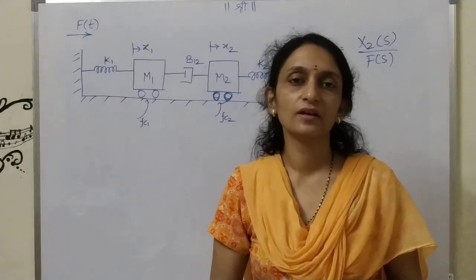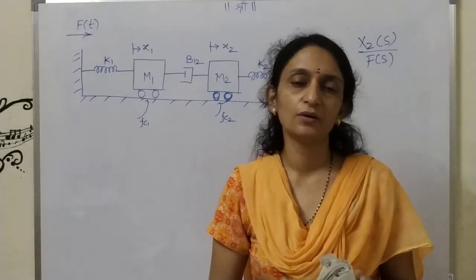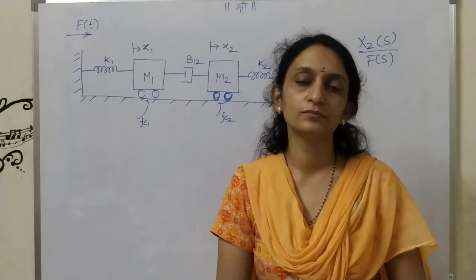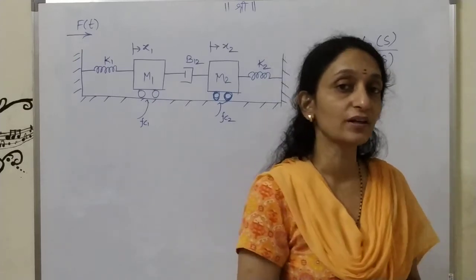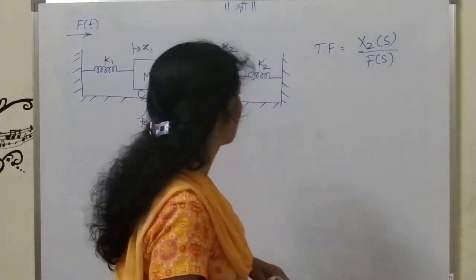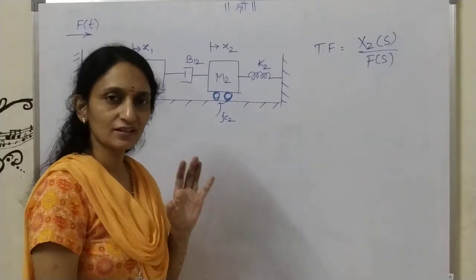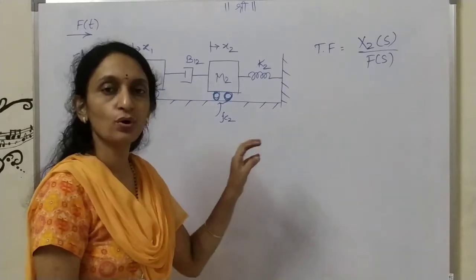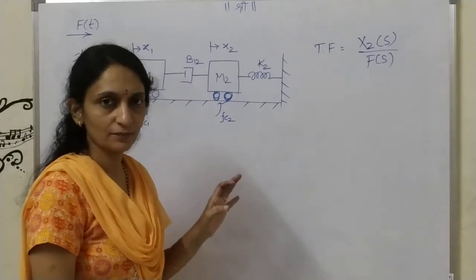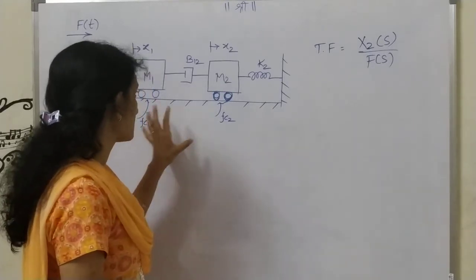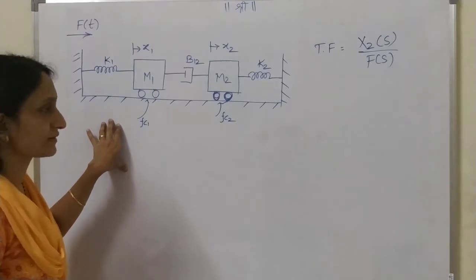Hello students, in the last video we have seen how to get the transfer function from a vertical mechanical system. Now this system is a horizontal system. This system is exactly the same, only I have drawn it horizontally. The rules are the same. First, look at this mechanical system.